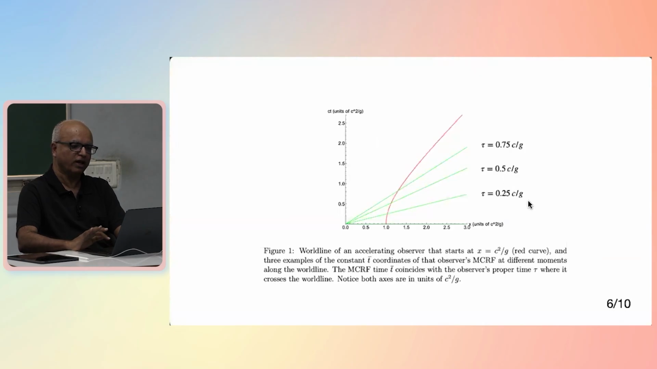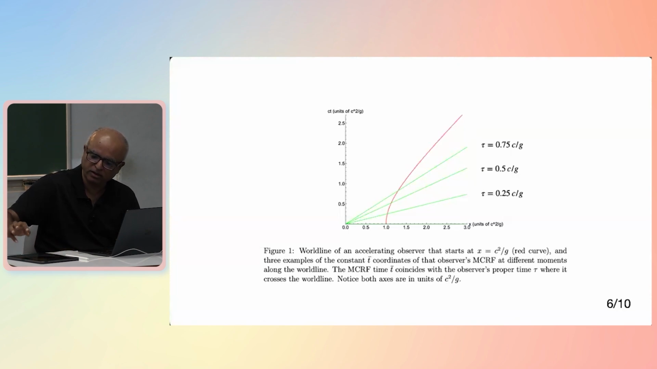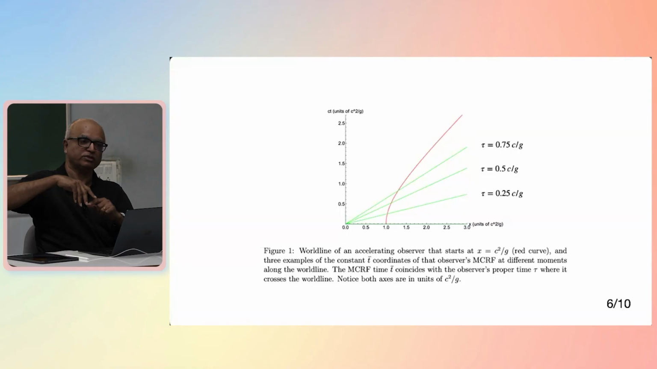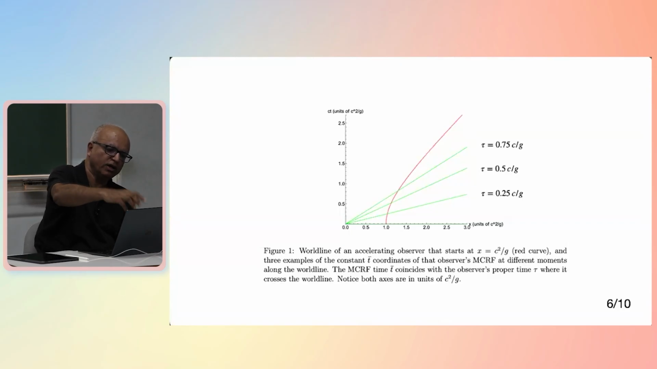For different values of tau, you get different slopes increasing. These are t bar equals constant lines. This is the trajectory of the uniformly accelerating observer. You remember, I had drawn t going as 1 over root s. So, this is essentially that curve, but soon we will see what the restrictions are.